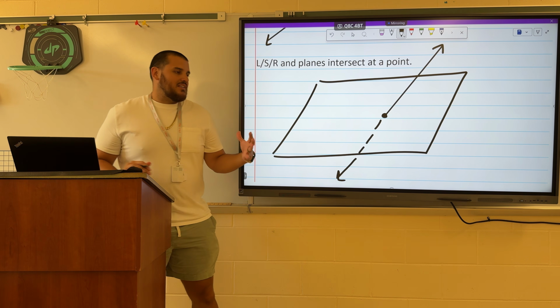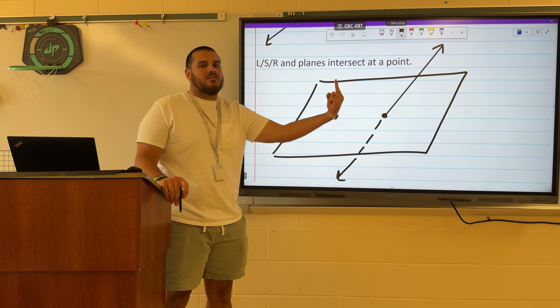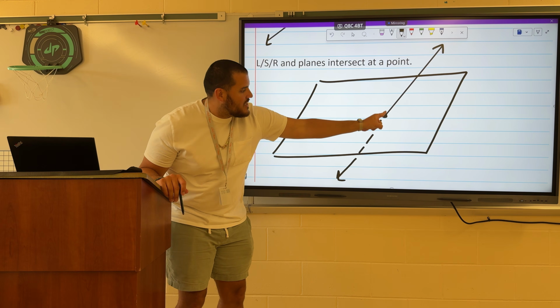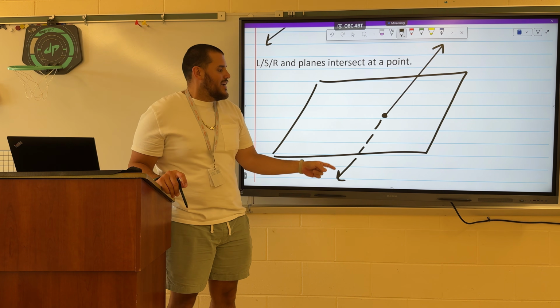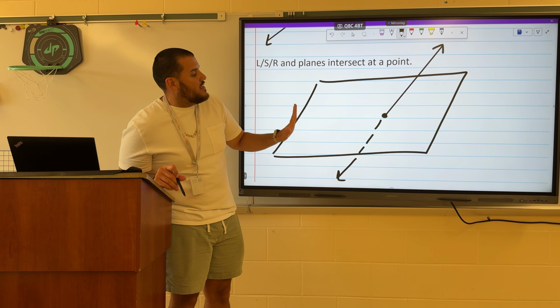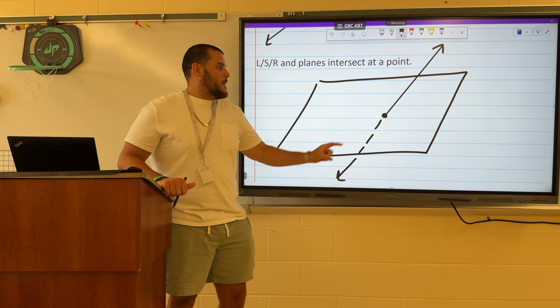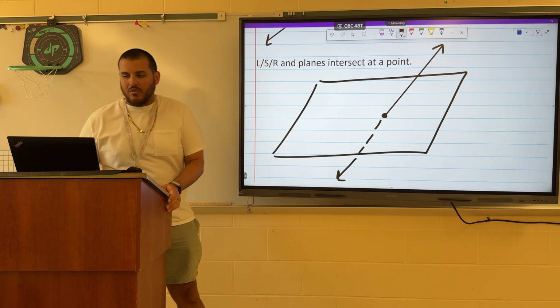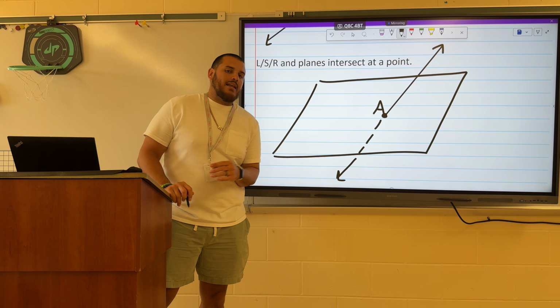What you can imagine this as is like a sheet of paper with a pencil stabbing through it. The only place those would meet is at one single location. The rest of the pencil isn't touching the paper. That little dash part is just representing something that you can't see, like it's behind the paper. But they only intersect at one single point. Again, that plane intersects this line at point A.